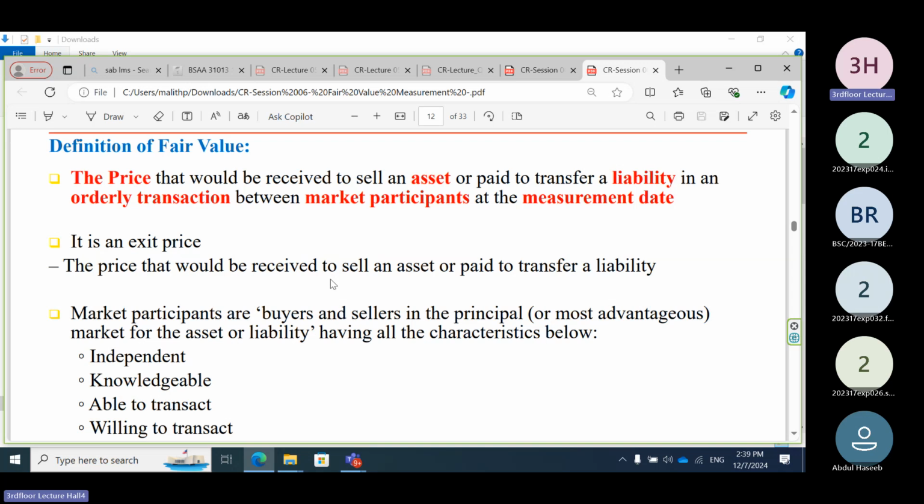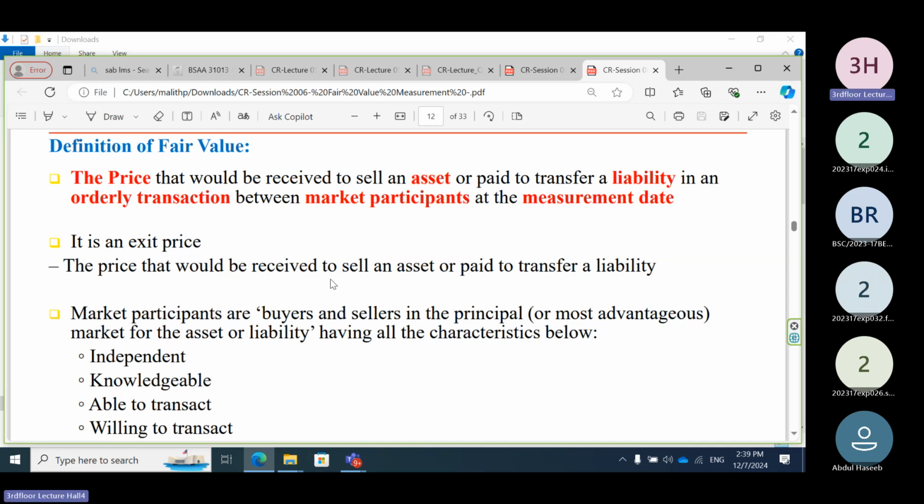In this trend, they are doing transactions but they are not using the fair value. They are selling some things, and that is not the fair value. So fair value is the value you can get from the principal market or the most advantageous market.